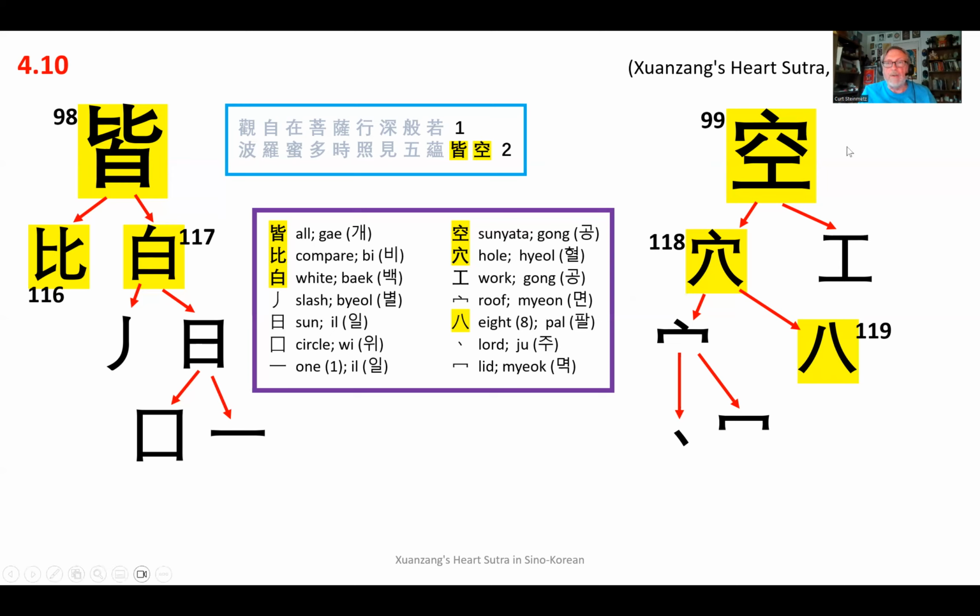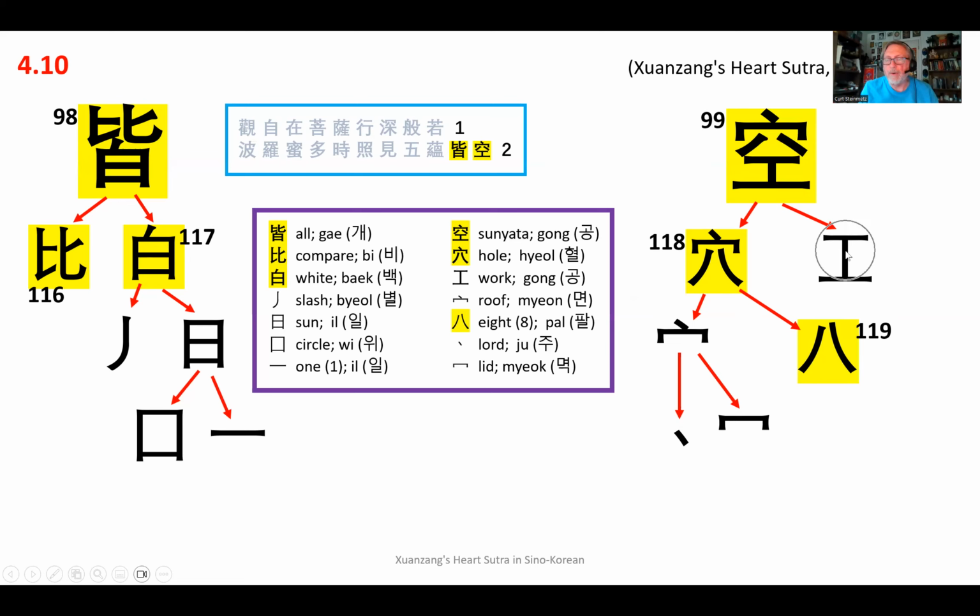All right. And then the character for gong, or shunyata, or empty, or emptiness. So in everyday, ordinary, spoken Mandarin, this character means sky, or space. And it makes sense that the word for sky or space also means empty. Because especially when you talk about space, space is basically empty. Most of it, not all of it, but almost all of it. So empty and space are kind of the same thing when you look at this character.